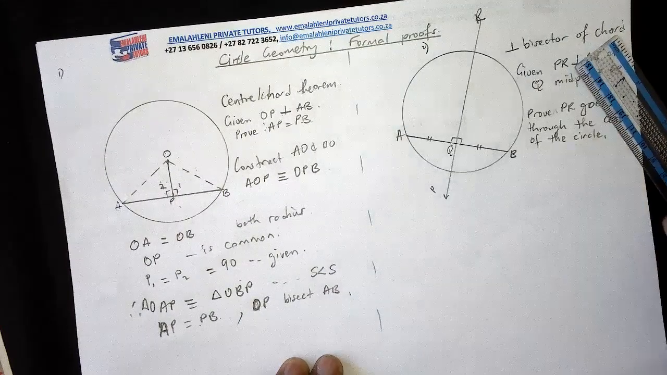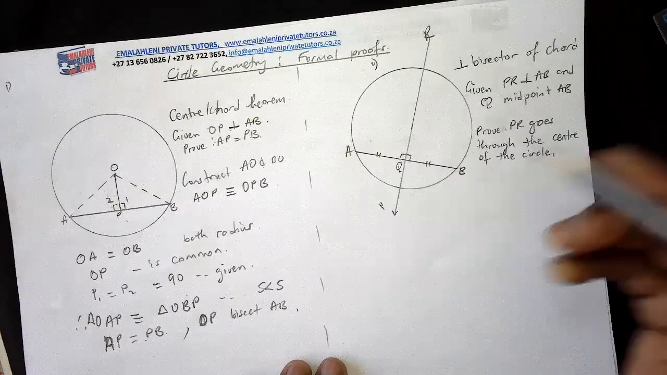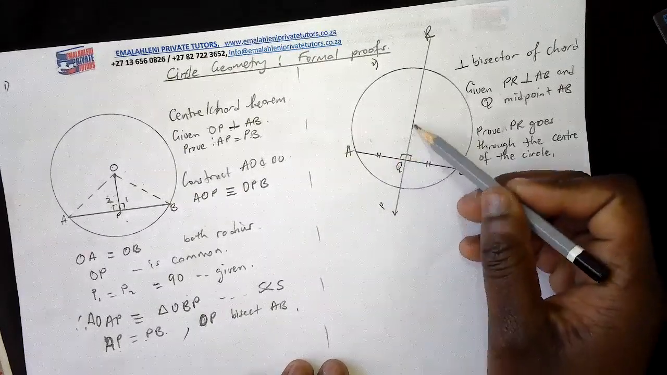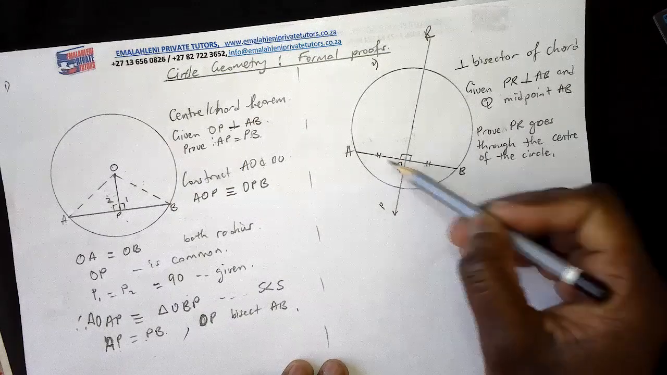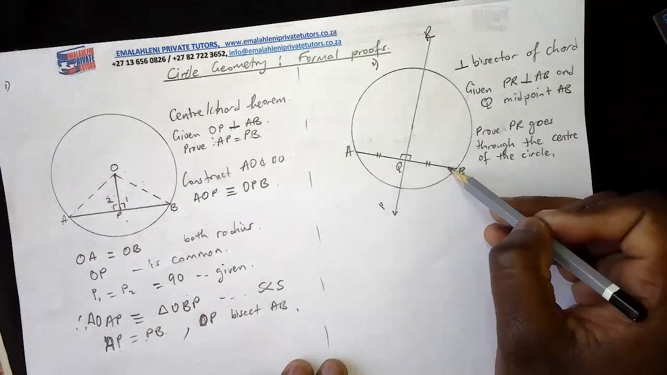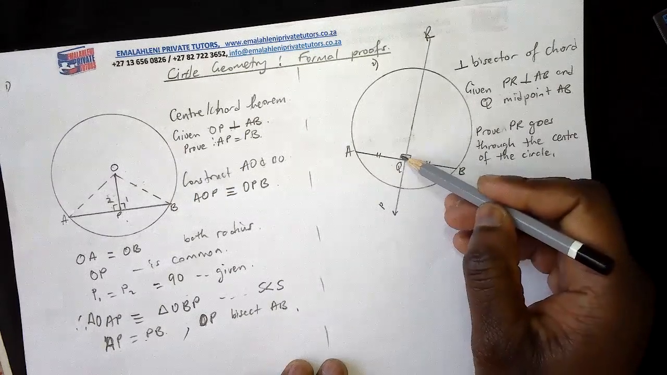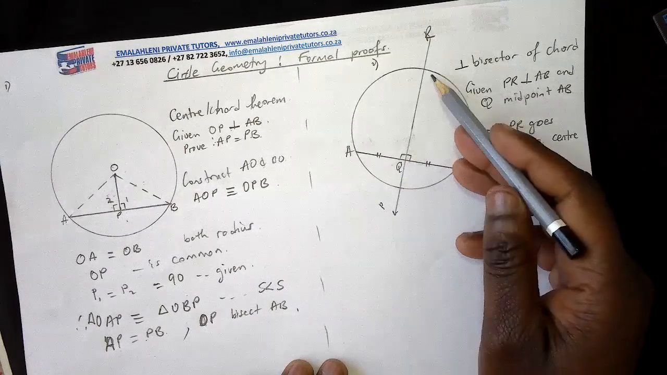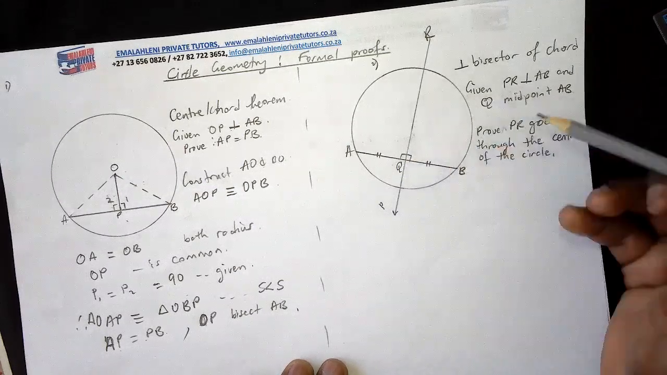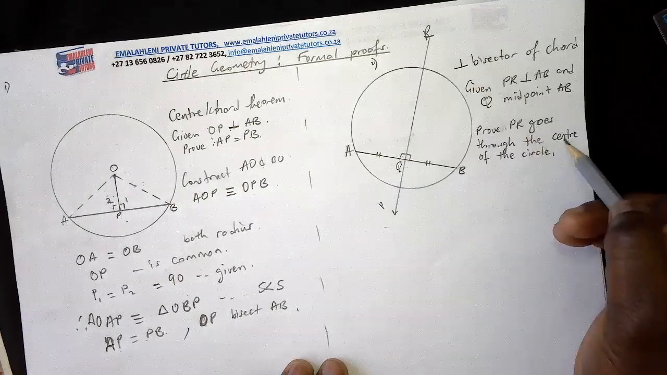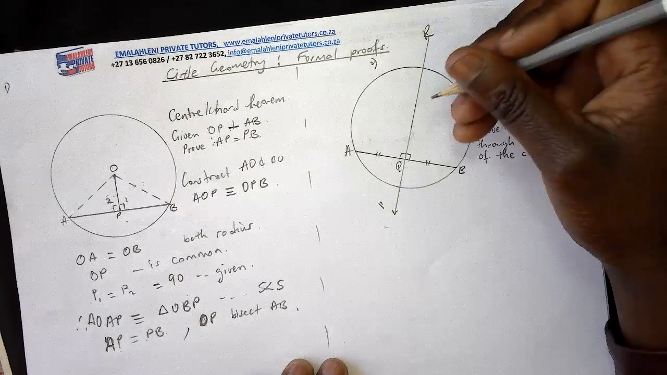But also in other cases, you'll be given that the line bisects the chord AB. Already we are given that, and also it's perpendicular to the line here. We don't know where the center is, but we want to prove that the line passes through the center. So prove PR passes through the center. So it has to pass through the center. That's what we are saying here.